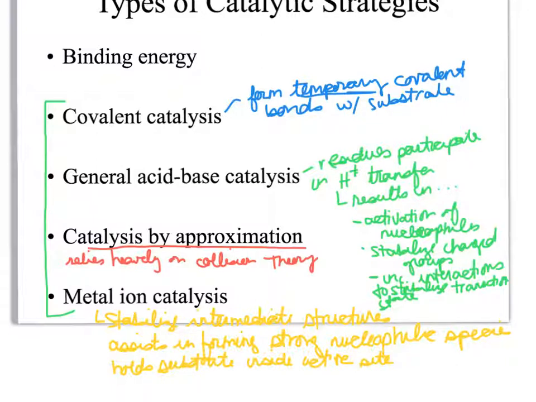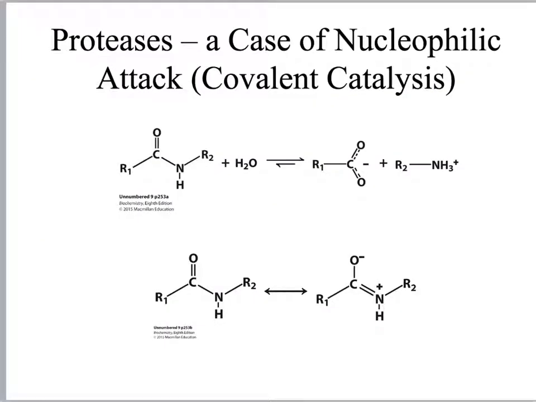So these are the 4 different types of catalytic strategies. We should be able to define these types of strategies. So now we can apply these to actual enzyme systems.